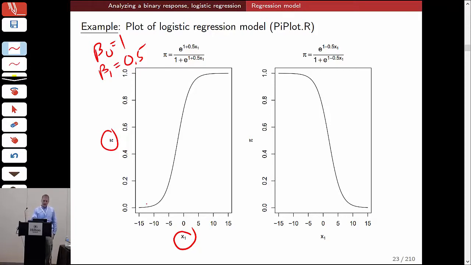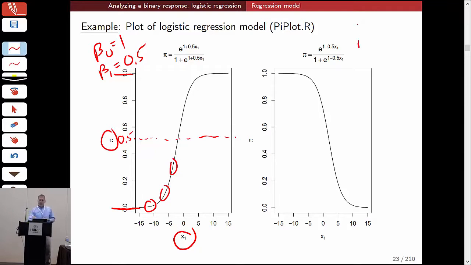Some things to note: as x changes, so does the slope of this line. And in fact, the maximum slope occurs right at pi of 0.5. Also, we see somewhat of a symmetry property of what's above that line at 0.5 versus what's below that line. Notice that the line never goes below 0 and never goes above 1, so that's good. And lastly, beta 1 is a positive 0.5. So as you might expect, that means we have a positive relationship between x and pi. So as x is increasing, pi is increasing.